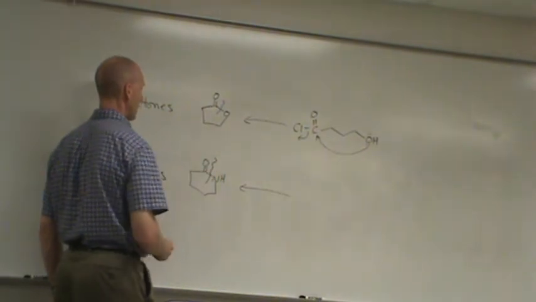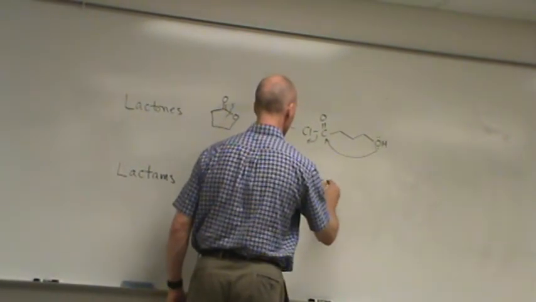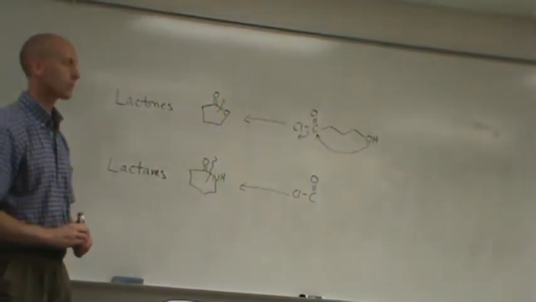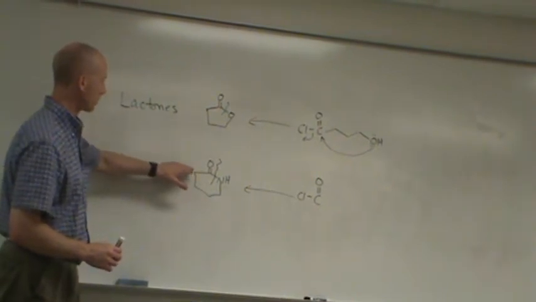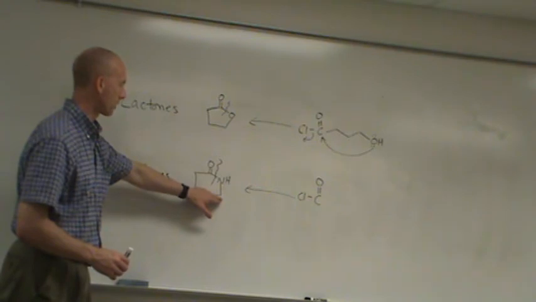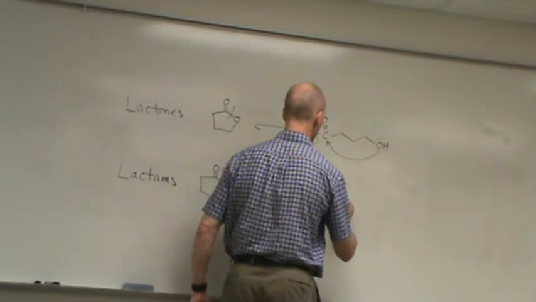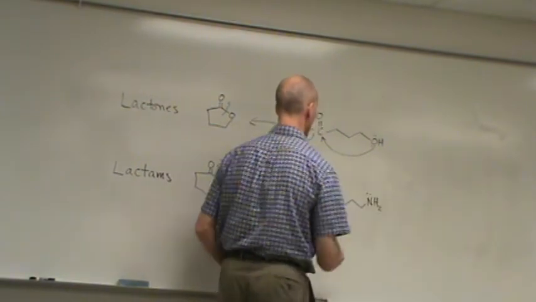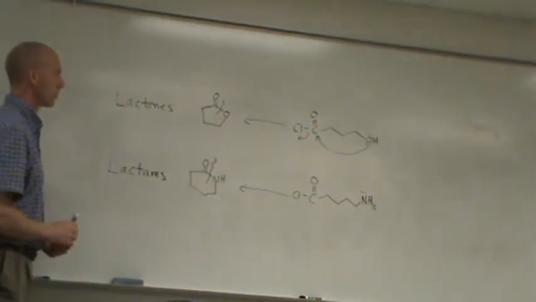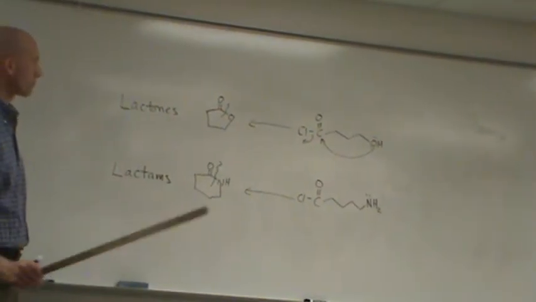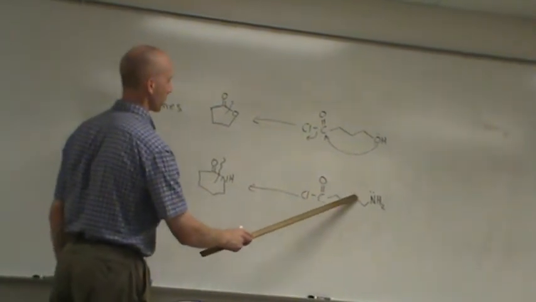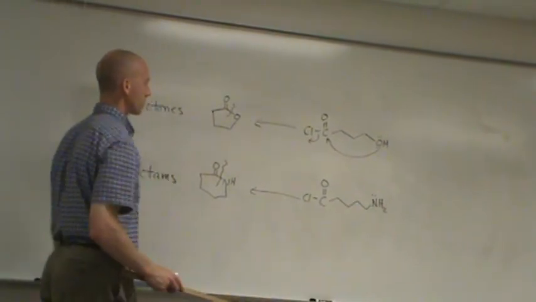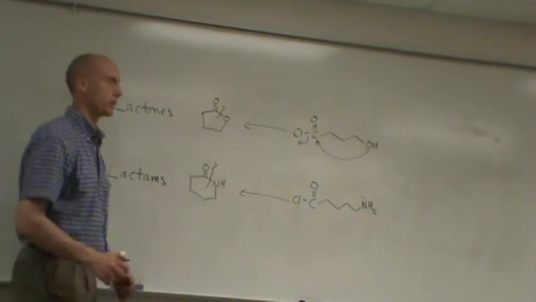So we just break here. Make that side an acid chloride. Then I count the carbons: 1, 2, 3, 4. And then put the NH2. So I got 4 carbons, 1, 2, 3, 4. Total is 6 for the ring: 1, 2, 3, 4, 5, 6. So there you can see the chemistry, can't you?